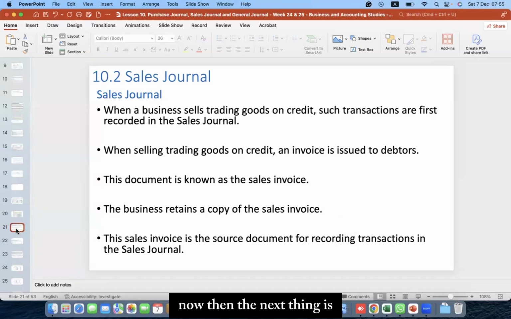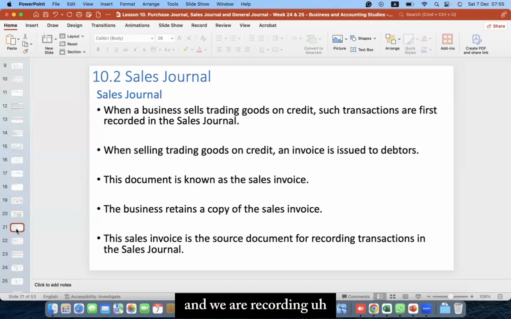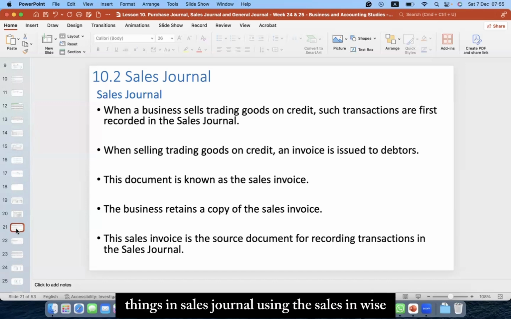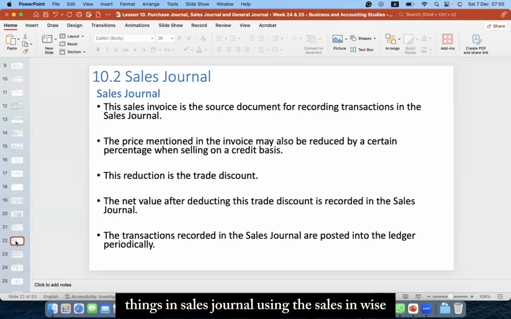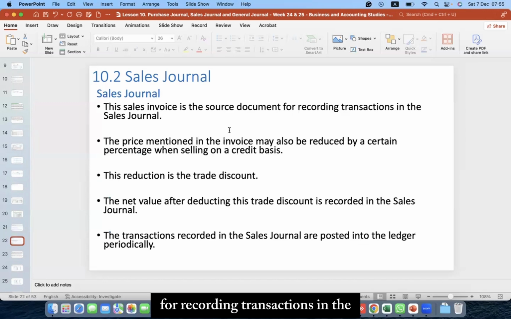Now then the next thing is the sales invoice is the source document for sales journal, and we are recording things in sales journal using the sales invoice. So sales invoice is the source document for recording transactions in the sales journal. And the prices mentioned in the invoice may also reduce by a certain percentage when selling on credit basis. This reduction is the trade discount.